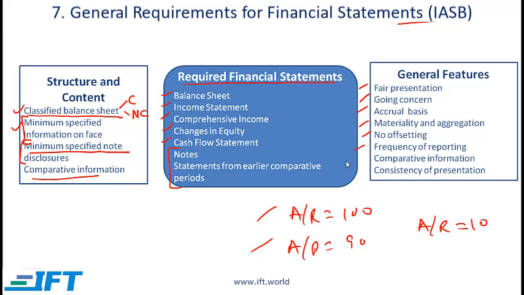Frequency of reporting. Financial statements must be prepared at least annually. Comparative information. Financial statements must include comparative information from the previous period. The comparative information of prior periods is disclosed for all amounts reported in the financial statements unless a specific requirement permits otherwise. And finally, consistency.